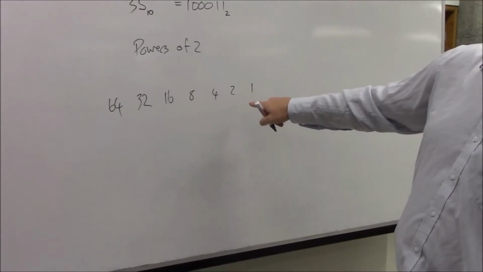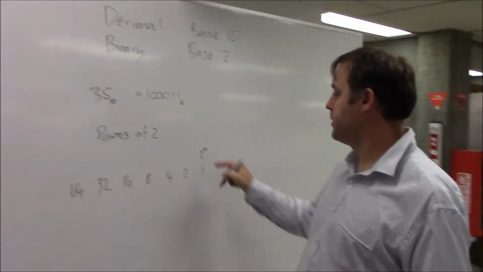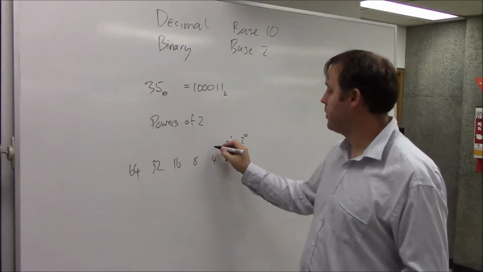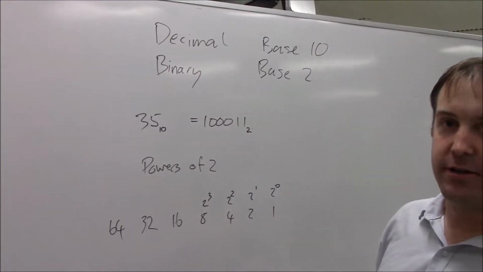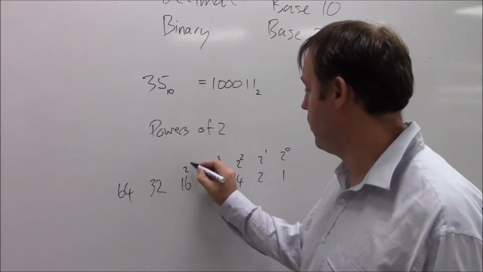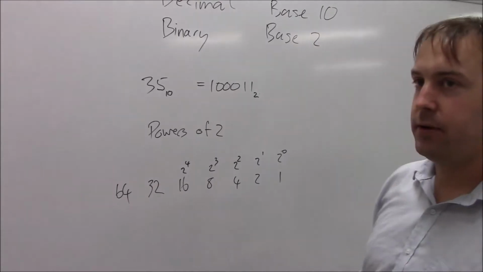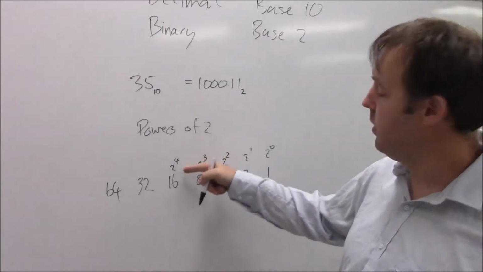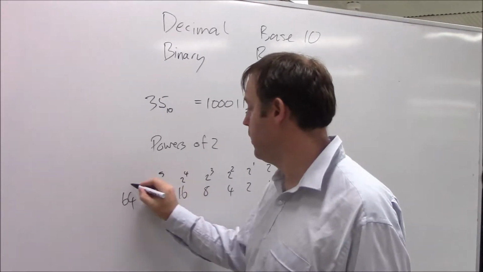If we look at actually where these come from with the powers of 2: 1 is 2 to the power of 0, 2 is 2 to the power of 1, 4 is 2 squared, 8 is 2 cubed. And what do you think 16 is? 2 to the power of 4. You can see this pattern here, 0, 1, 2, 3. Every time we go up, we're increasing the exponent of our power of 2 by 1. So 2 to the 5th and 2 to the 6th.